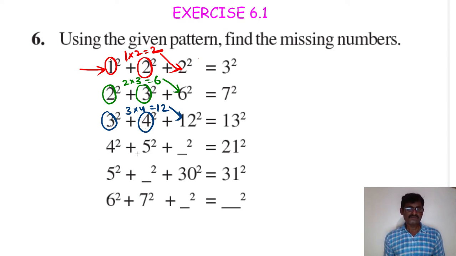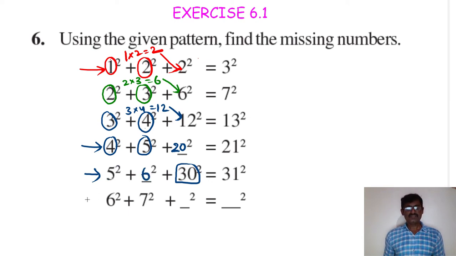In the same way, in the next line we have 4 square plus 5 square. So base of the first term times base of the second term, that means 4 into 5, equal to 20. So this is 20 square. In the next line, 5 square plus 6 square, and to get 30 here we need to multiply 5 with 6. Now in the last row, 6 square plus 7 square plus 6 times 7, that is 42, so 42 square. That is at the left side.